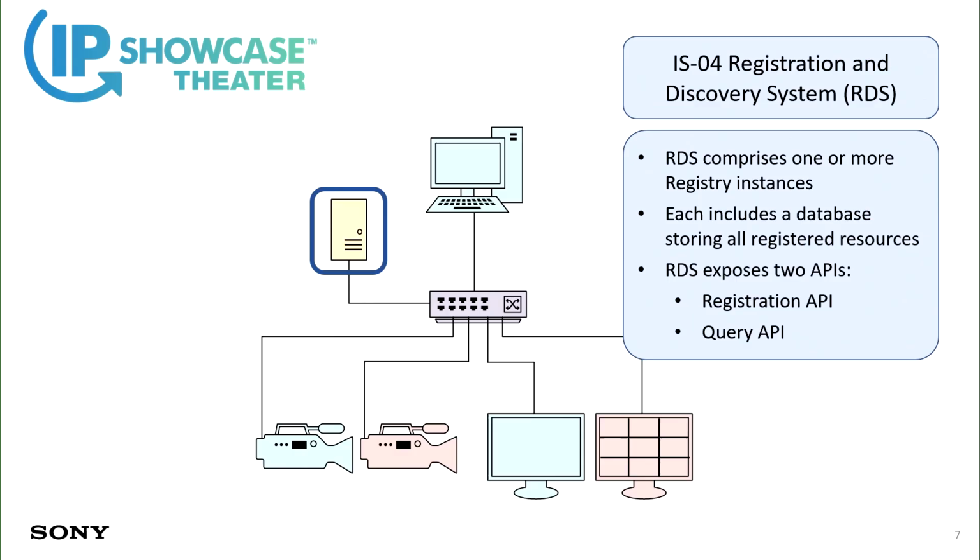Then the key part of IS-04 that we add to the system is the registration and discovery system, the RDS for short. So the RDS can actually comprise 1 or more registry instances, and each of those includes a database that stores all the registered resources on the network, those NMOS resources I spoke about. The RDS also exposes 2 APIs, which I'll go into a little more detail in a moment, the registration API and the query API.